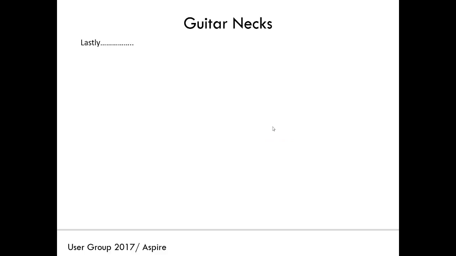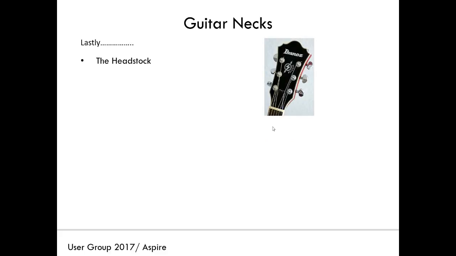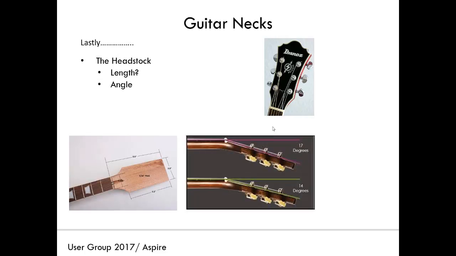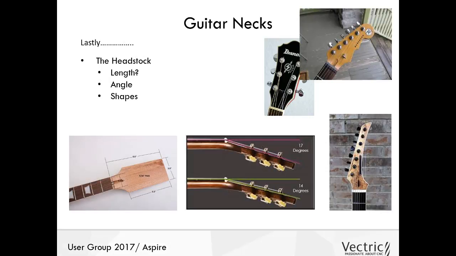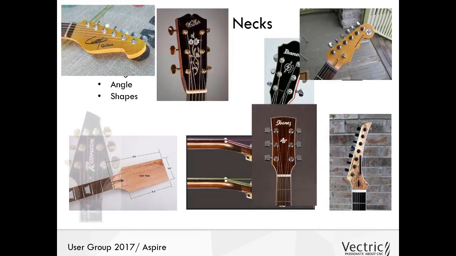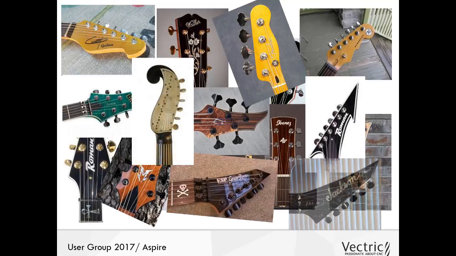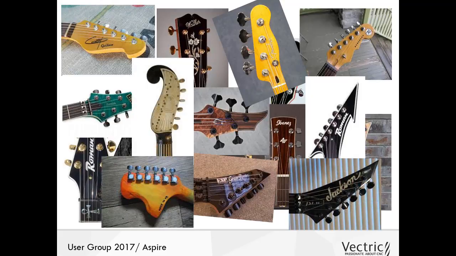And lastly, there is also the headstock. Now, these come in different lengths. These also come at different angles. The angle apparently aids the string tension, which also then aids the sound that's produced. And then there's also the shapes, and there are oh so many shapes available, as you can see there.